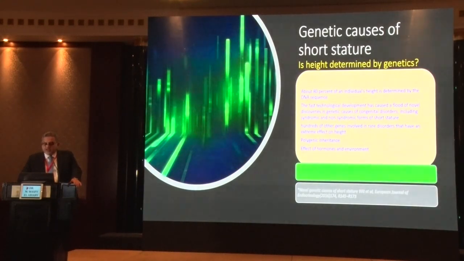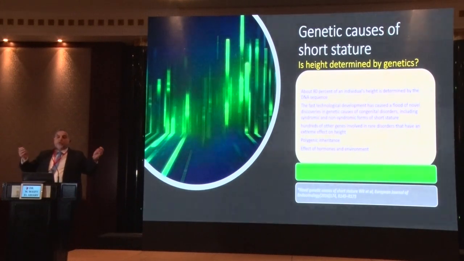Is height determined by genetics? This is another question. About 80% of an individual's height is determined by the DNA sequence. The fast technological development has caused a flood of novel discoveries in genetic causes of congenital disorders, including syndromic and non-syndromic short stature. Hundreds of other genes are involved in rare disorders that have an extreme effect on height. With polygenic inheritance, as I said, a number of genes all participate in the final height, each having a very small effect, but at the end you get a child who is short.